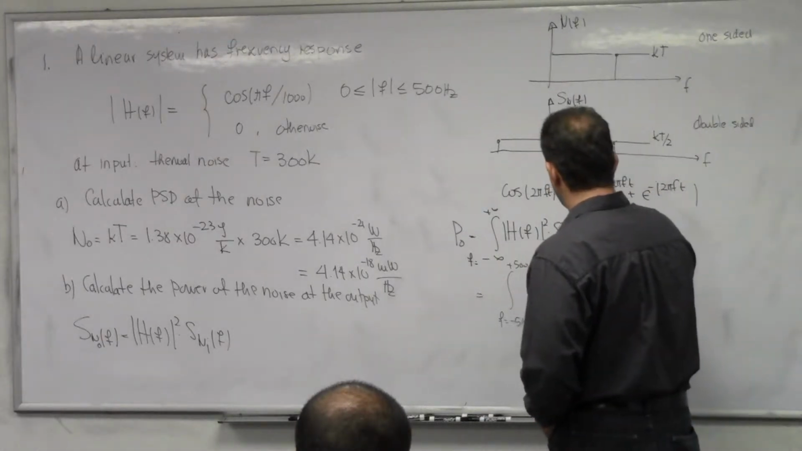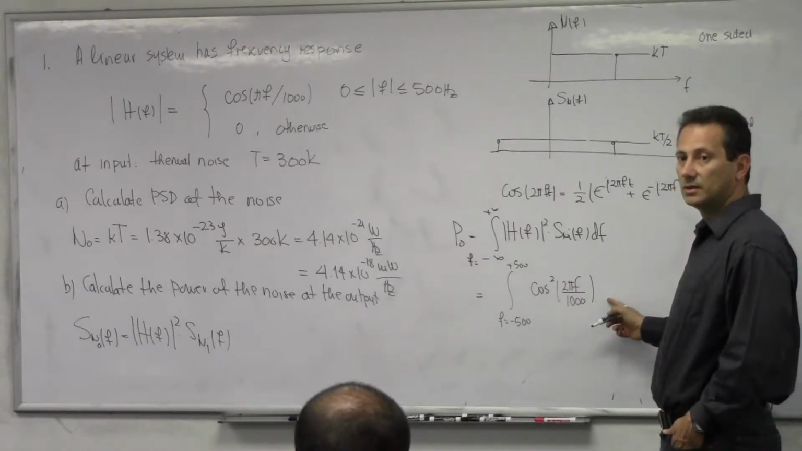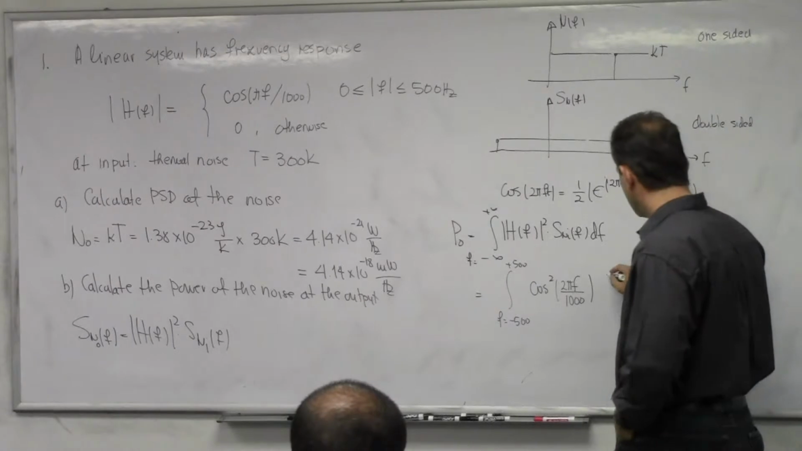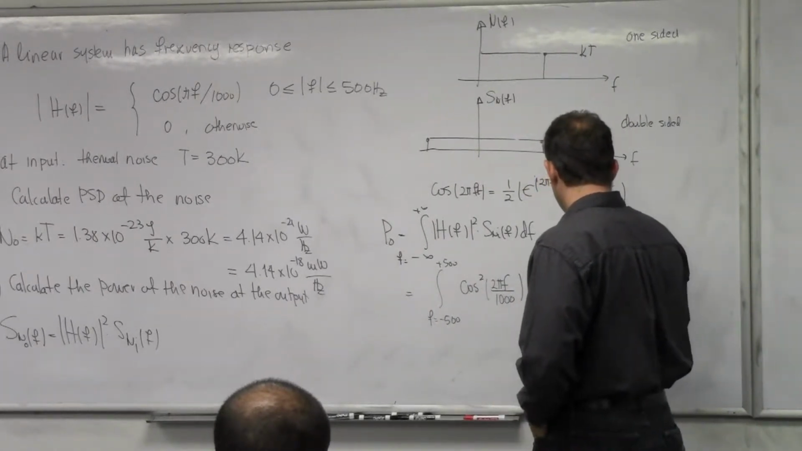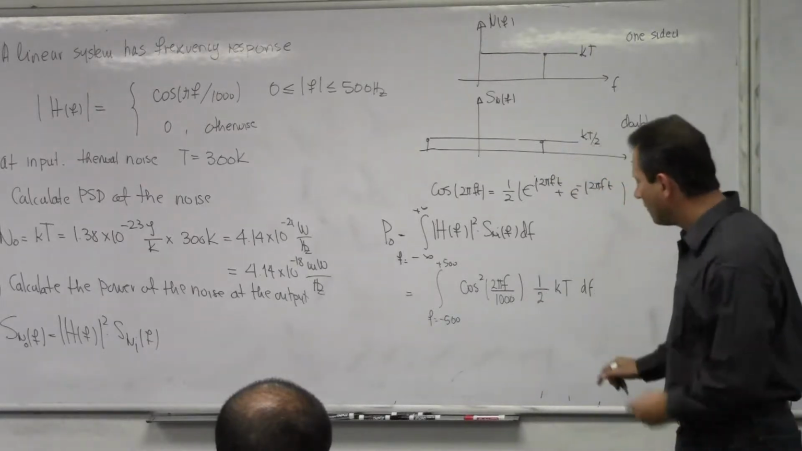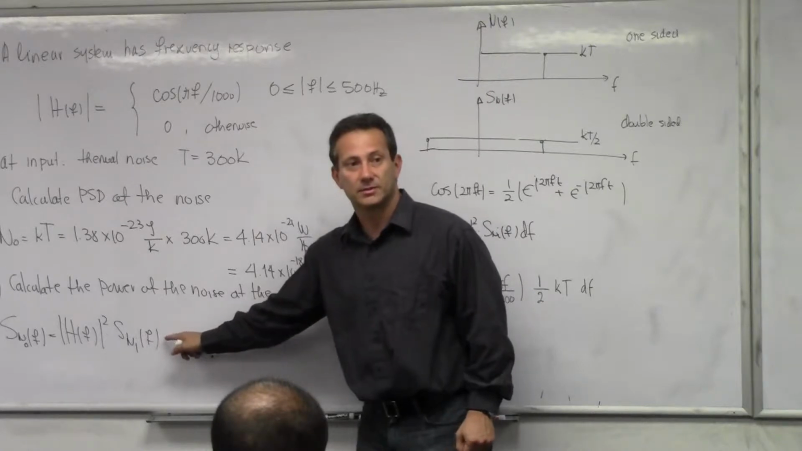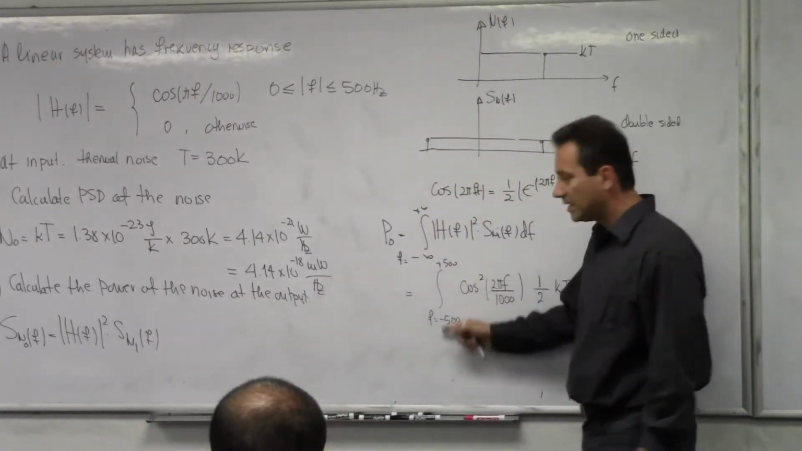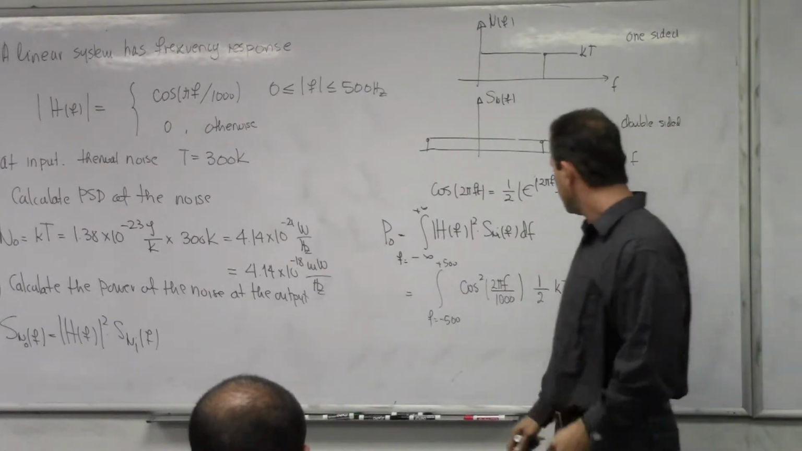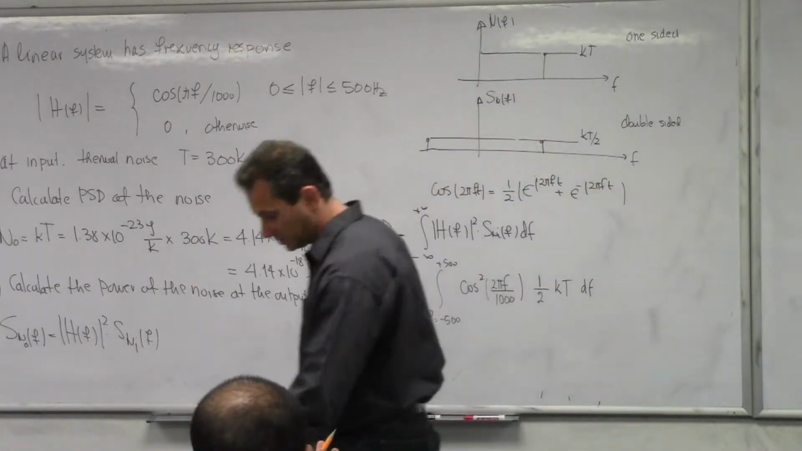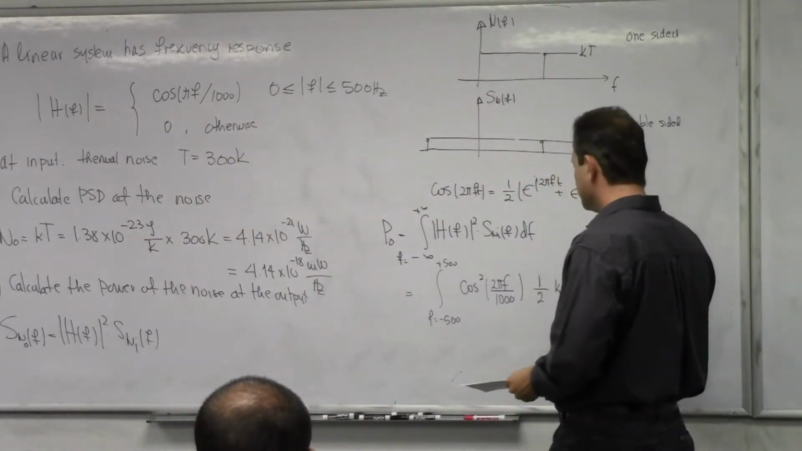And then, what should I write here for the power spectral density of the noise? 1 over 2 times kT, and then df. Why 1 over 2? Because this is double-sided in this expression, right? And you can see I'm integrating over the entire axis. So now this integral can be easily solved.